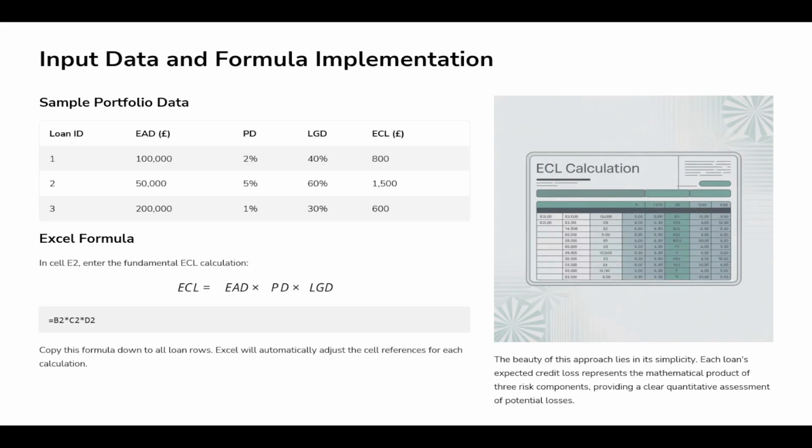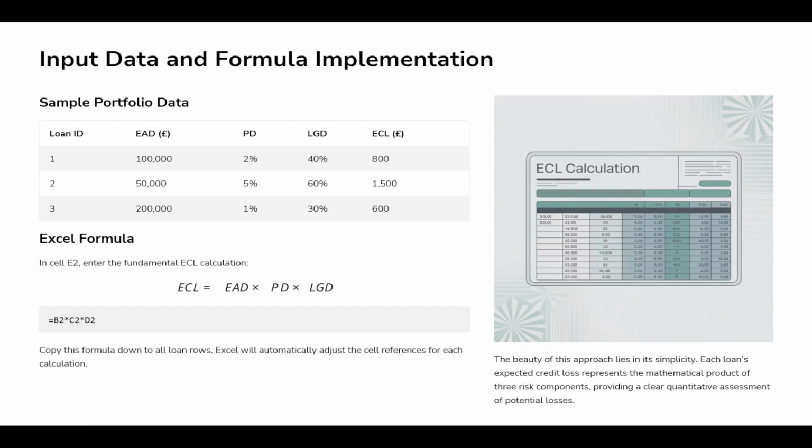For example, loan 1 with an exposure of £100,000, a PD of 2%, and an LGD of 40%. Loan 2 with an exposure of £50,000, a PD of 5%, and an LGD of 60%. Loan 3 with an exposure of £200,000, a PD of 1%, and an LGD of 30%.